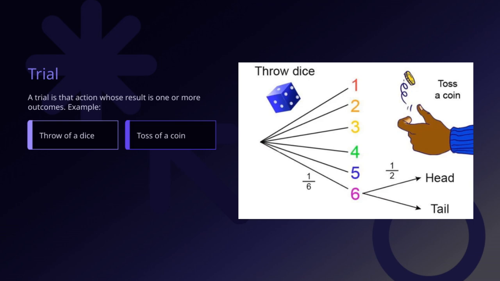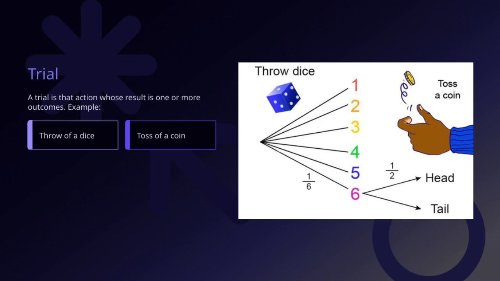Next, consider throwing a die. When you roll a standard six-sided die, the outcomes are the numbers 1 through 6. Again, each roll is a trial because you're performing an action, throwing the die, and the result is one of those possible outcomes. The key idea here is that a trial is any action where the result can be one or more outcomes. It's like a test. You perform the action, and the result is the specific outcome that occurs.